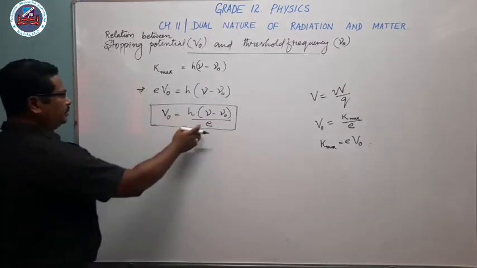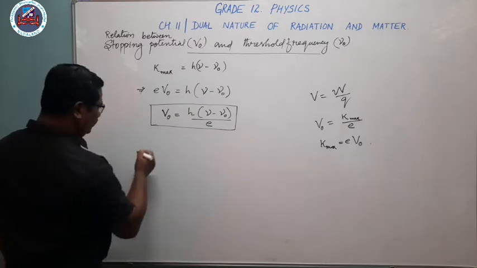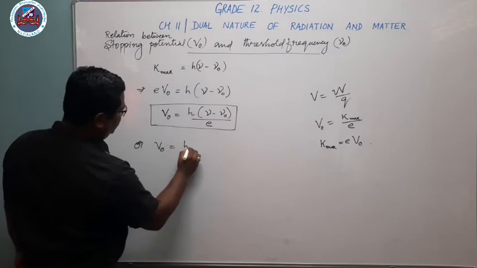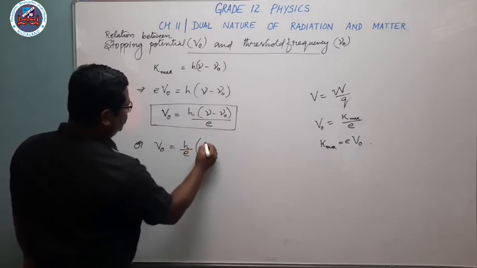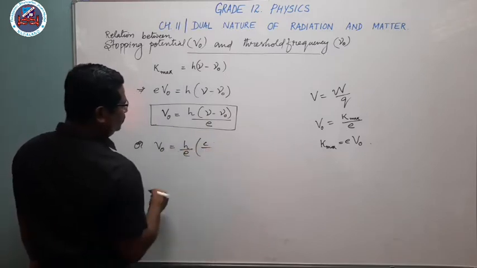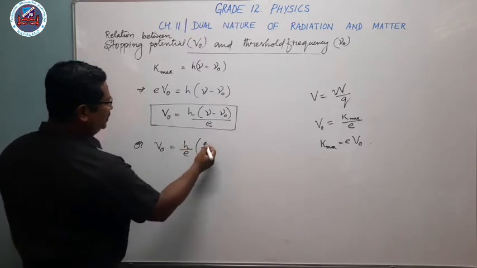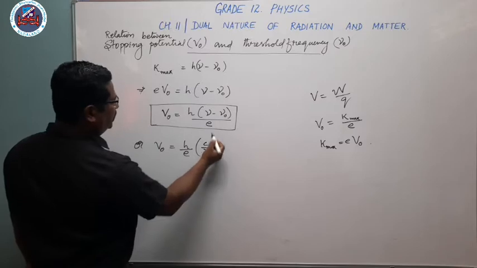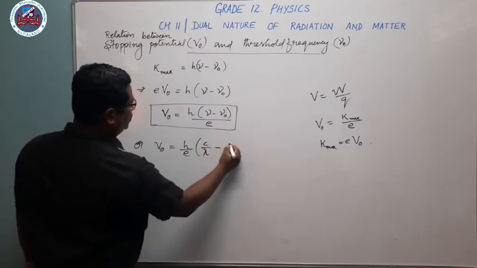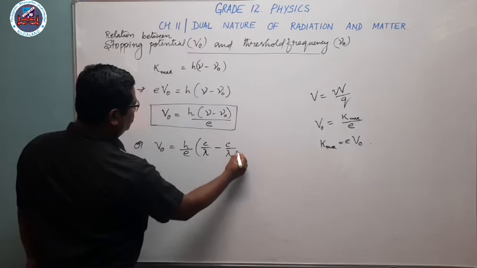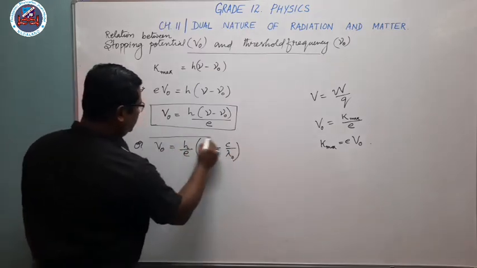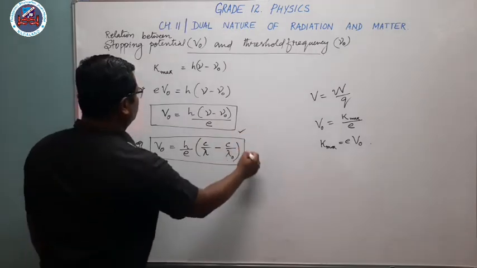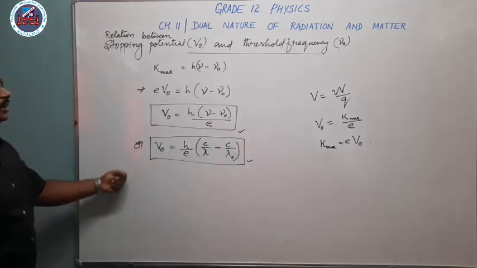We can write in terms of wavelength as well. V naught is equal to h by e, into nu, which is c by lambda, the speed of light, velocity by wavelength gives us the frequency, minus c by lambda naught. Like this also we can represent in terms of wavelength. So you need to know this while solving numericals.